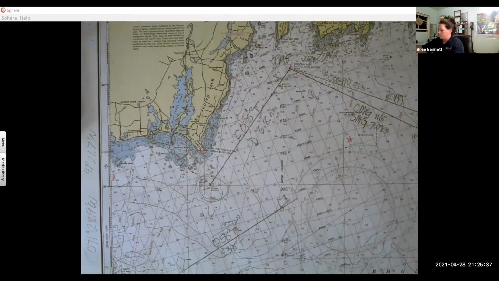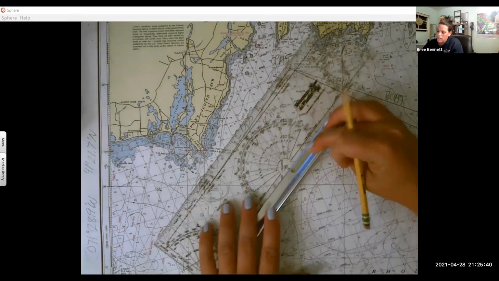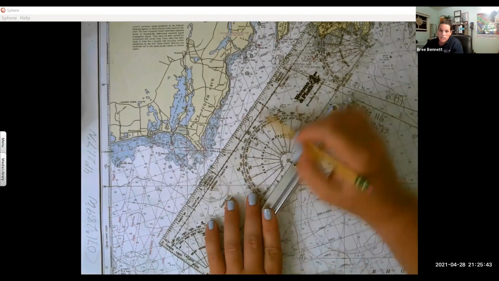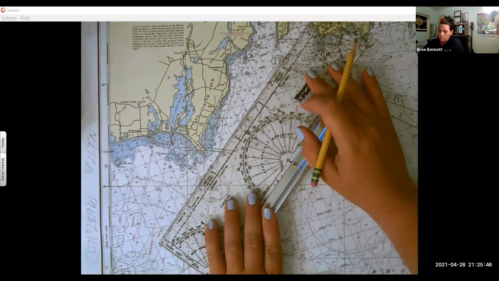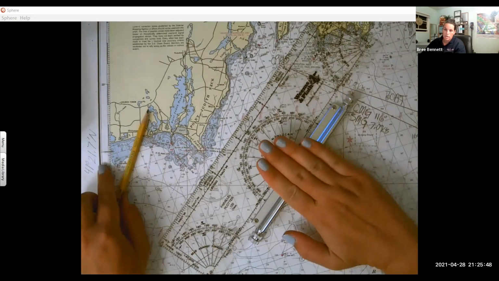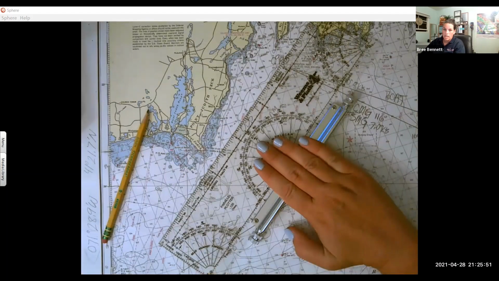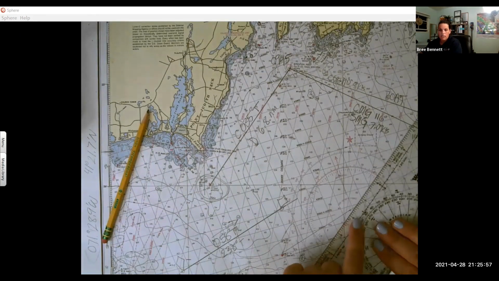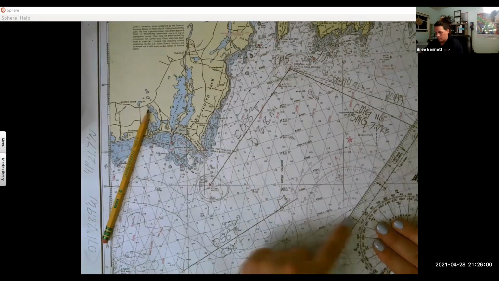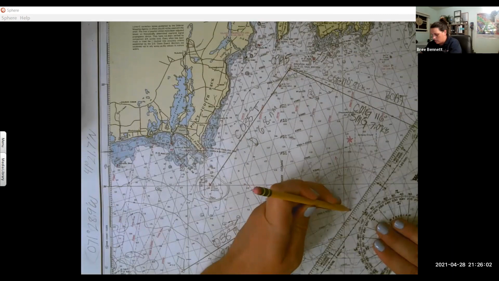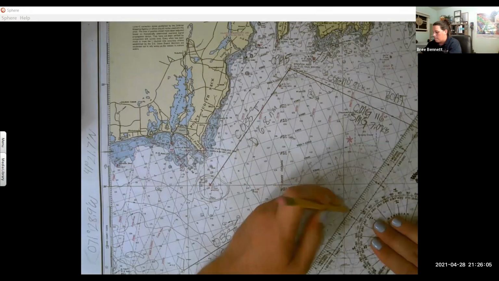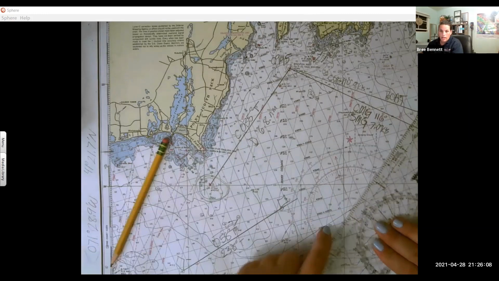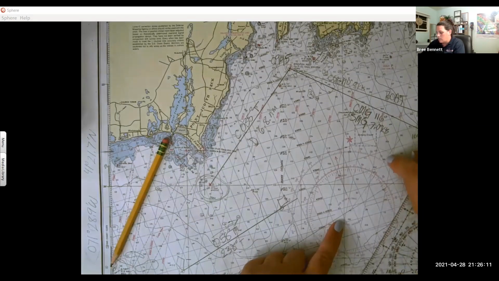If I am using a roll plotter, I'm going to measure the line in question with my black line there. And then I'm going to put pressure down on the metal part and roll this to the center of my compass rose. I'm going to put my pencil on the center to just mark it. And I see on the outer edge, my course is 035.